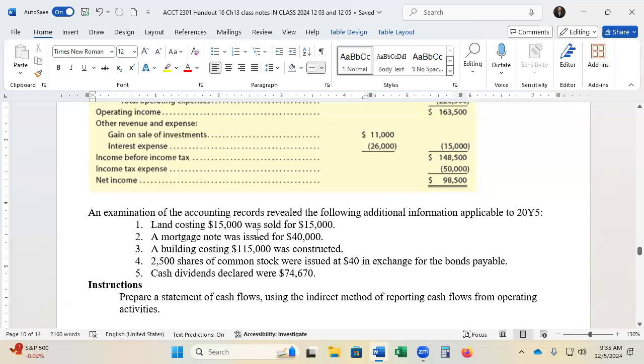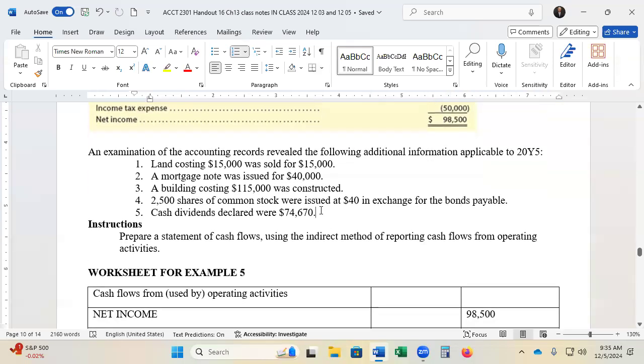Land costing $15,000 was sold for $15,000. A mortgage note was issued for $40,000. A building costing $115,000 was constructed. 2,500 shares of common stock were issued in exchange for bonds payable. What type of event is that? That's non-cash, right? We're going to report that at the end of the statement. And then cash dividends were declared for $74,670.